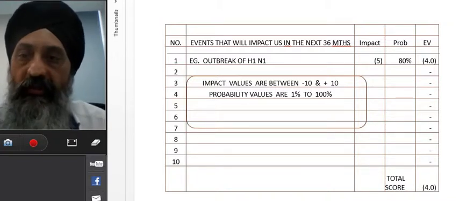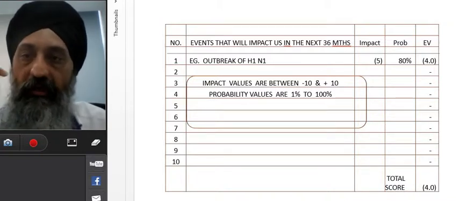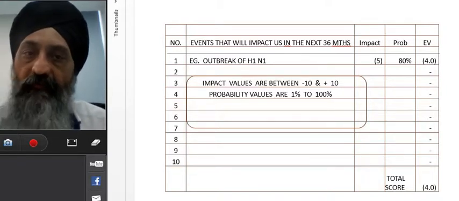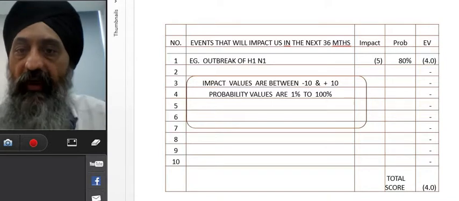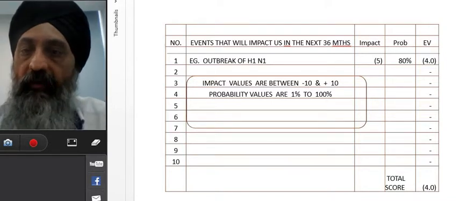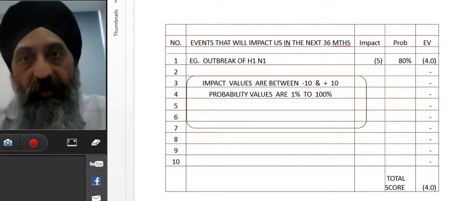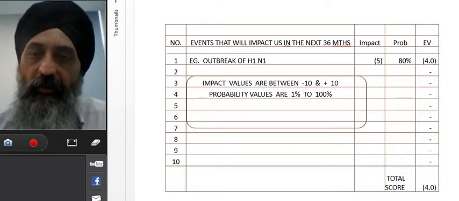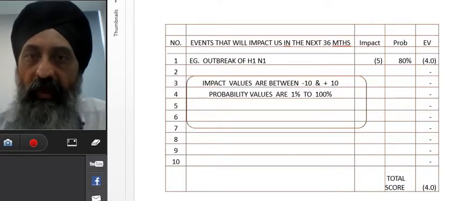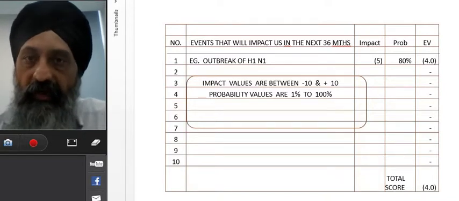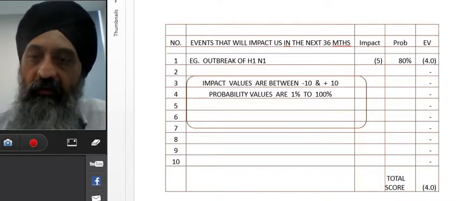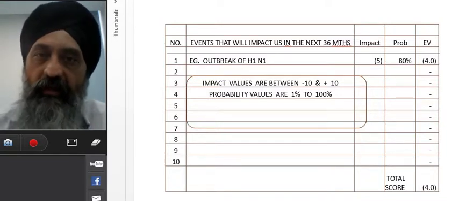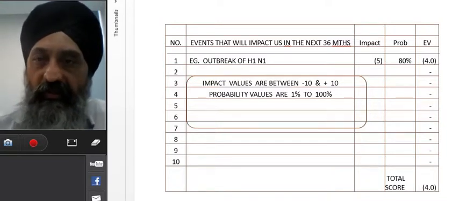Well, you will see that it shows us events that will impact us in the next 36 months. Different businesses have different things that impact them. Impact can be good news or bad news. The good news impact factors take a scoring between 1 to 10, positive 1 to positive 10, and the negative or bad news impact factors take scores from -1 to -10.